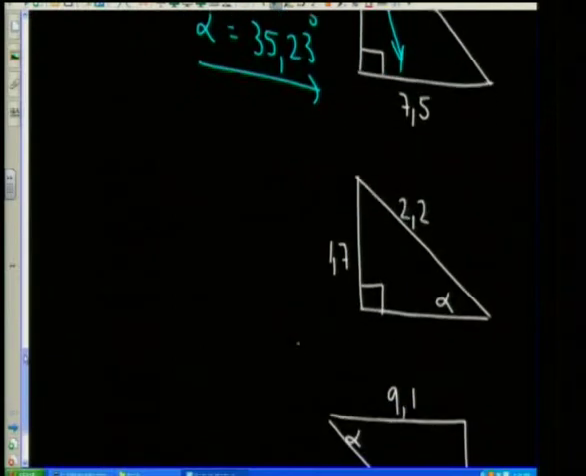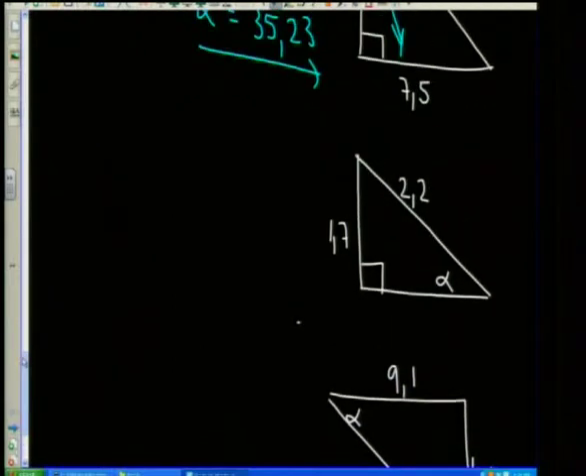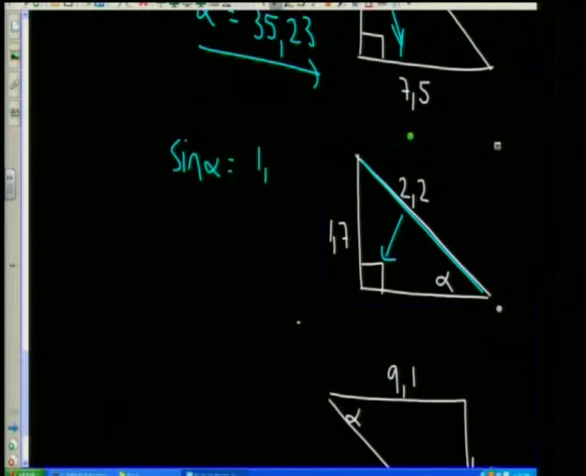Right, and then we've got, I think, 2 more to go. So we've got alpha, and we've got this side, and we've got that side. Question, is this side here adjacent? No, it's opposite the right angle, so it's my hypotenuse. And this side here is the opposite, so again, sine alpha is equal to 1,7 over 2,2.